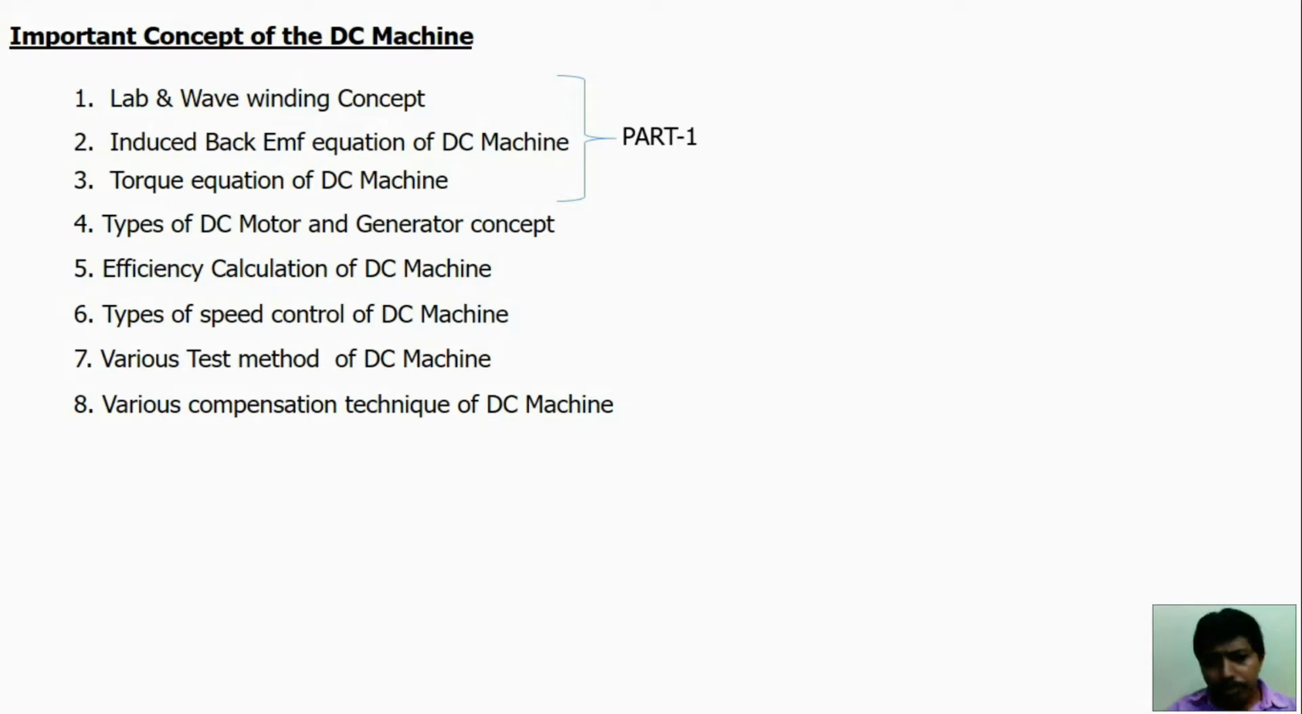In this video, we'll discuss the types of DC motor and generator concepts and the problems from the types. In the next video, we will discuss the efficiency calculation of DC machines. Then in the part 4 video, we will discuss the remaining topics one by one. Now we will discuss the types of DC motor and generator and problems.